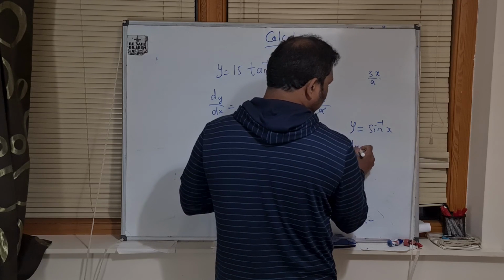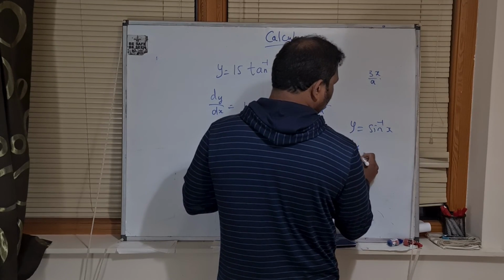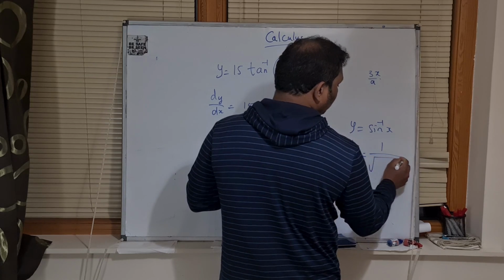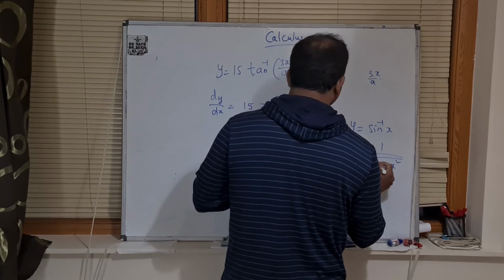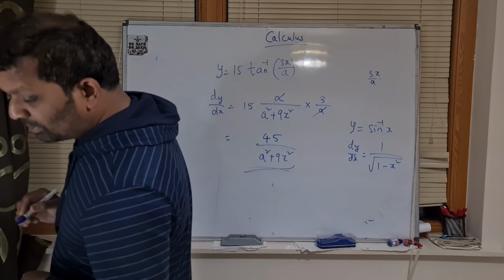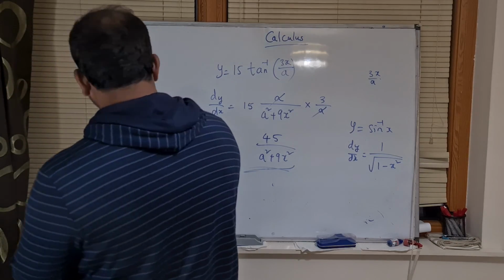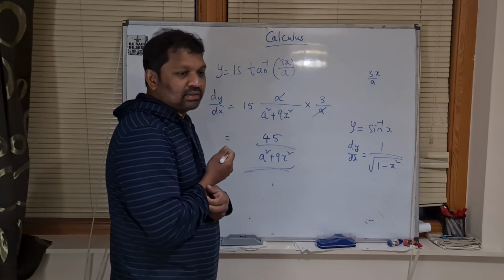So if it is this one, what is the differentiation of it? dy by dx is 1 by square root of 1 minus x squared. Okay, so this is how it works.